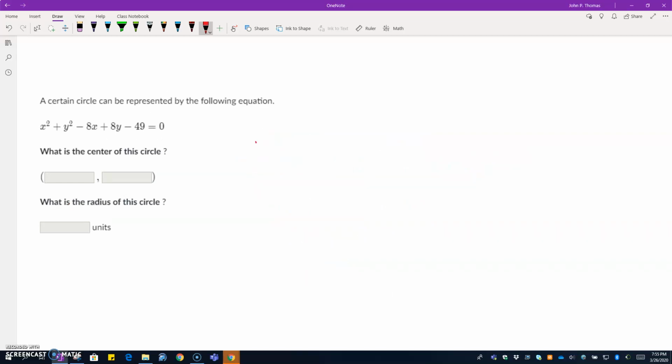So I'm going to go ahead and write down my x squared minus 8x. I'm going to put a blank in, plus my y squared plus 8y. I'm going to add a blank in, equals, and I'm going to add the 49 over to the other side, and I'm going to add in my two blanks. All right, half of 8 is 4. 4 squared is 16. So I get a 16 in each of the first blanks. Half of 8 is 4. 4 squared is 16. So I get a 16 in the other blanks as well.